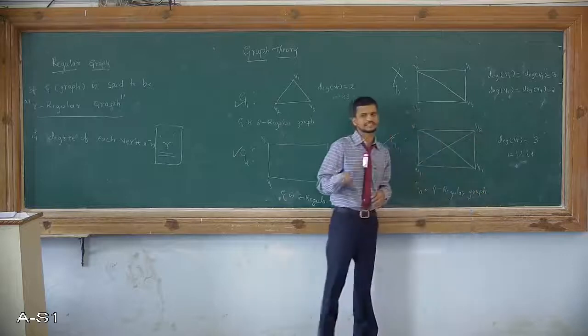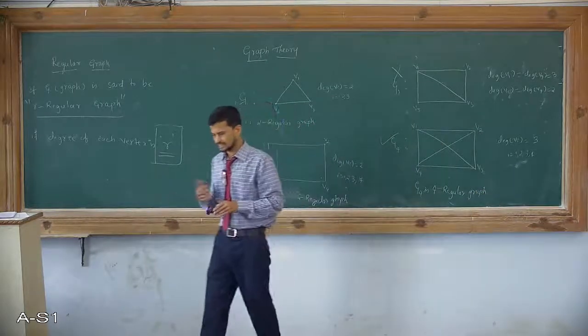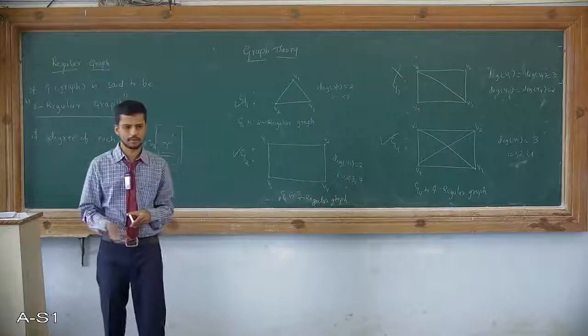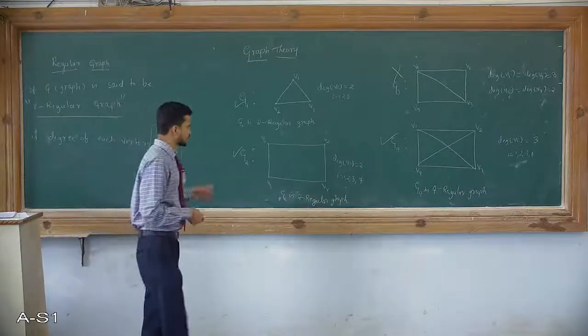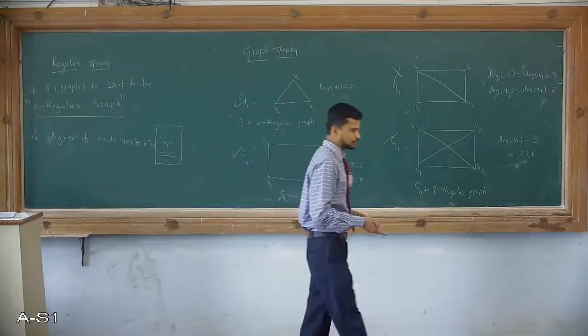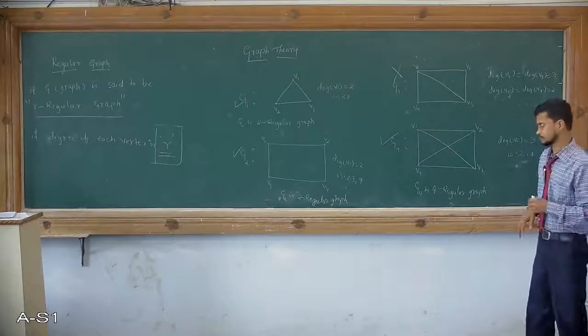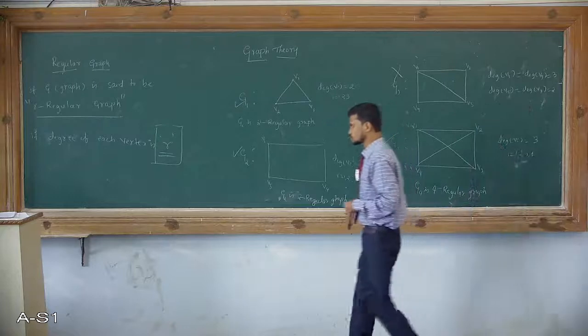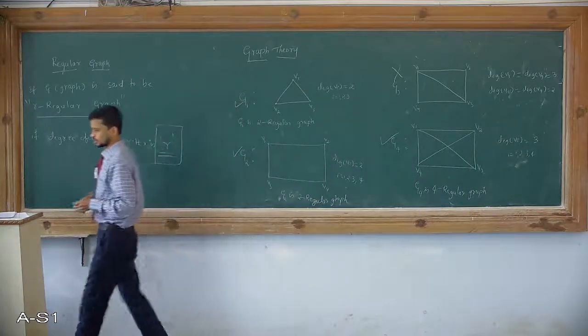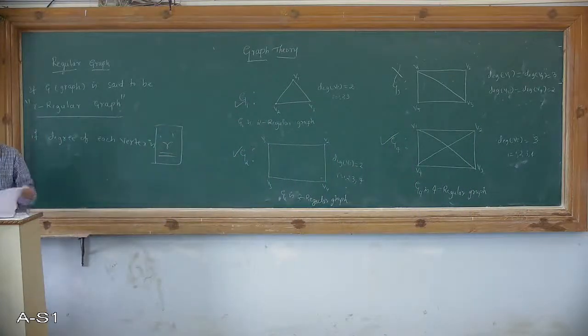So in the previous class we have gone through different types of graphs, for example bipartite, and so on and so forth. In this class we went through one more type of graph which is called a regular graph, where degree of each vertex is the same. Now we'll move to the next concept called isomorphism.